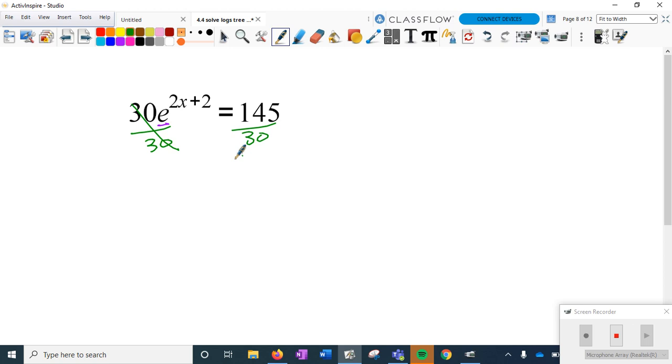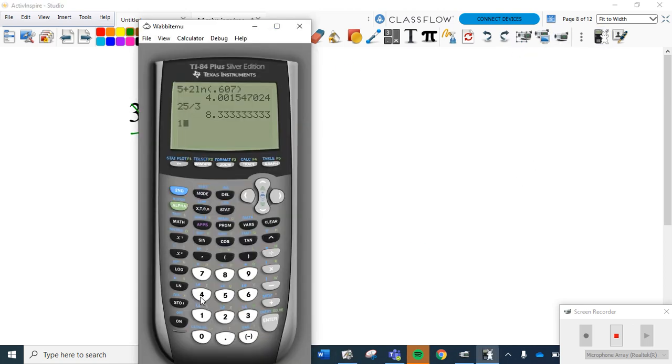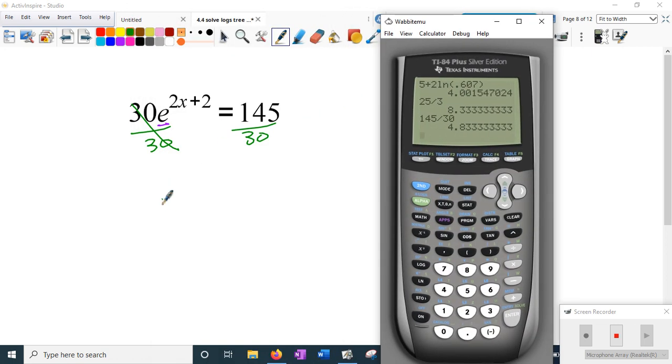Okay, so let's do that. What is that? 145 divided by 30. 4.833. So I have e to the 2x plus 2 equals that number. Let's just go ahead and call it 4.833. Okay, and so now what do I do?